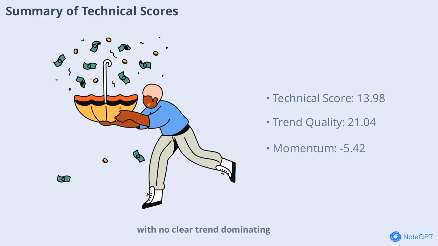These numbers suggest a market in transition with no clear trend dominating. Traders may want to wait for stronger signals before making significant moves or use range-bound strategies in the meantime.